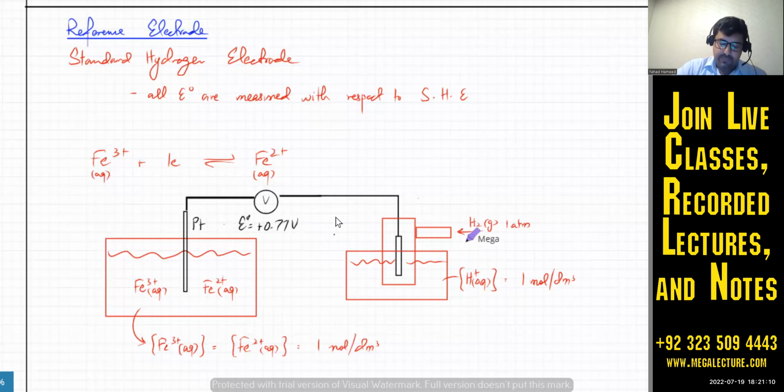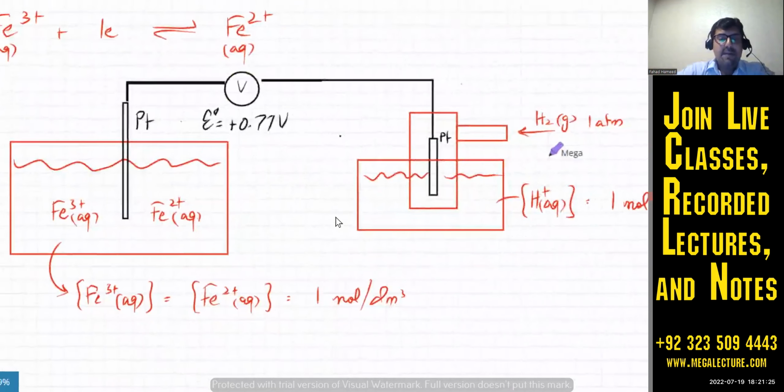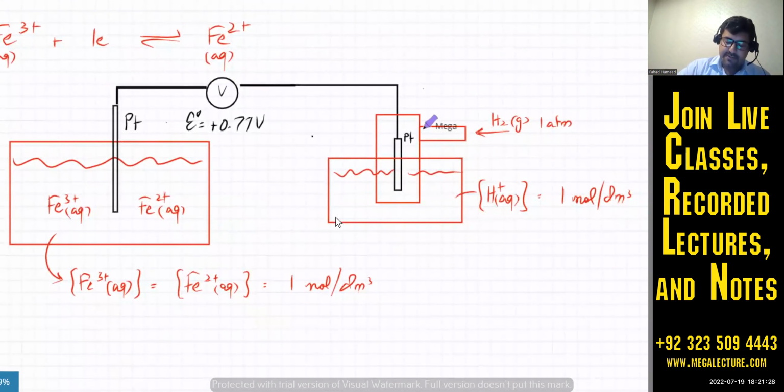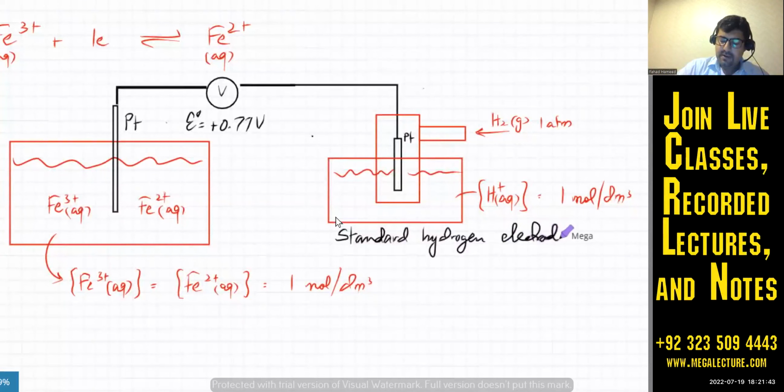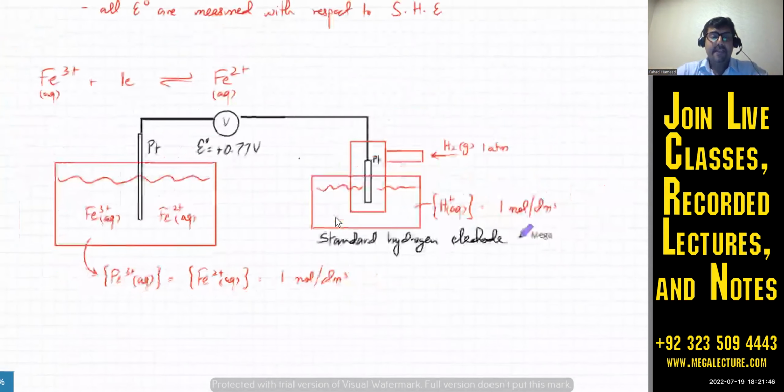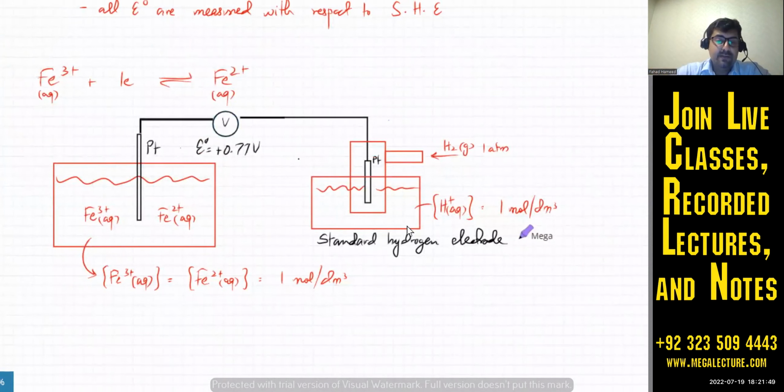And what else? And we'll have a platinum electrode. Now my diagram is complete. So that's your standard hydrogen electrode on this side. So all electrodes are going to be measured. Any random electrode, its voltage would be measured with respect to the standard hydrogen electrode. Every time you're going to draw this as well. Is this clear?